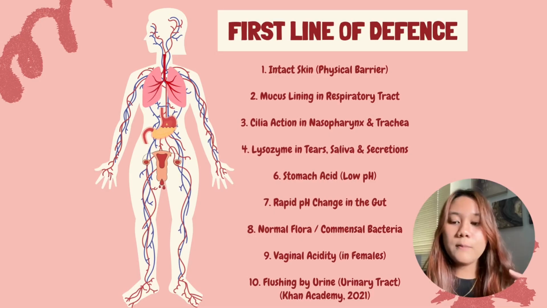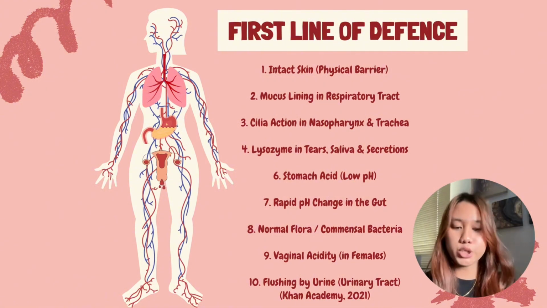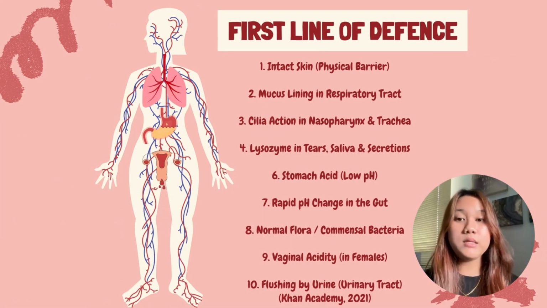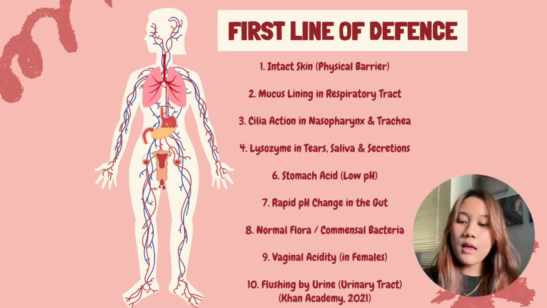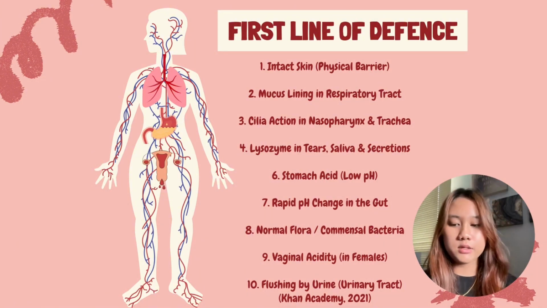The second one, mucus lining in the respiratory tract. Mucus traps dust, dirt, and microbes before they can enter the deeper tissue. This prevents harmful particles from reaching sensitive organs like the lung. The third one, cilia action in the nasopharynx and trachea. The cilia beat upward to sweep away mucus and trapped microbes. This mucociliary escalator removes pathogens from the airway before they can cause infection.